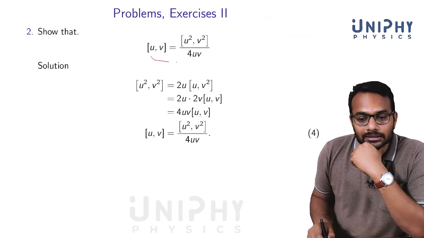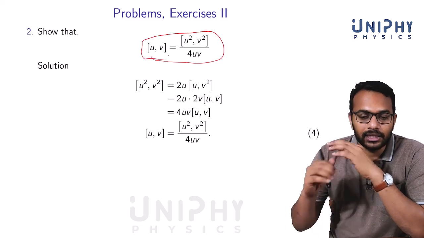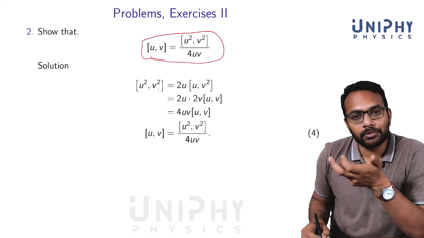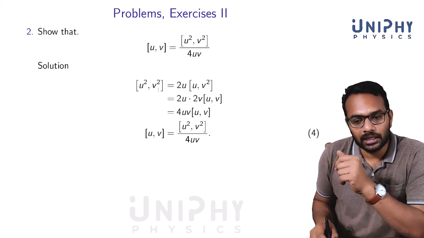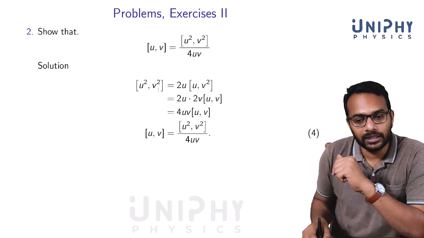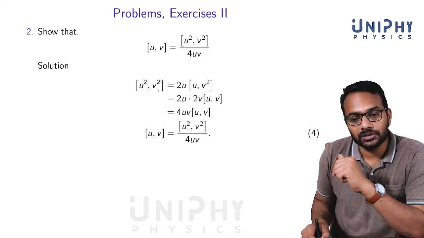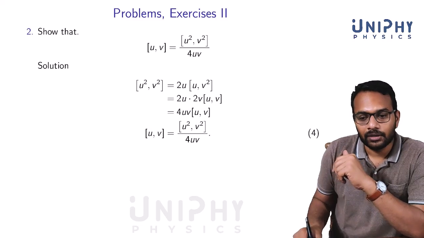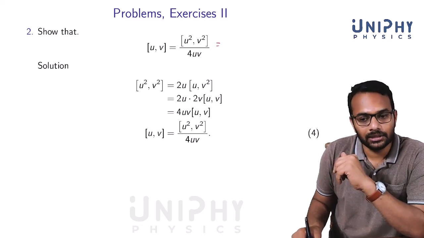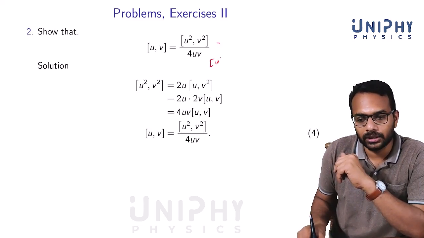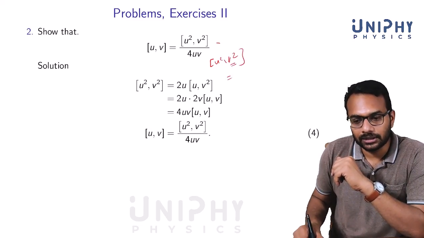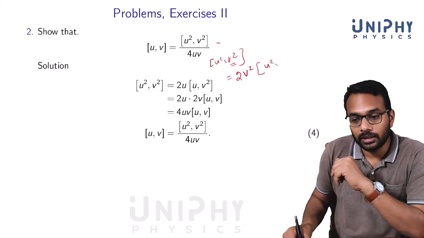Now there's another result that we are asked to find. What's the relation between the Poisson bracket {u, v} with the Poisson bracket {u², v²}? We are asked to prove that the Poisson bracket {u, v} is the Poisson bracket {u², v²} divided by 4uv. This is not particularly difficult. We can use the previous result. So let's start with {u², v²}. Now remember that there's a v² here. So this is 2v multiplied by {u², v}.